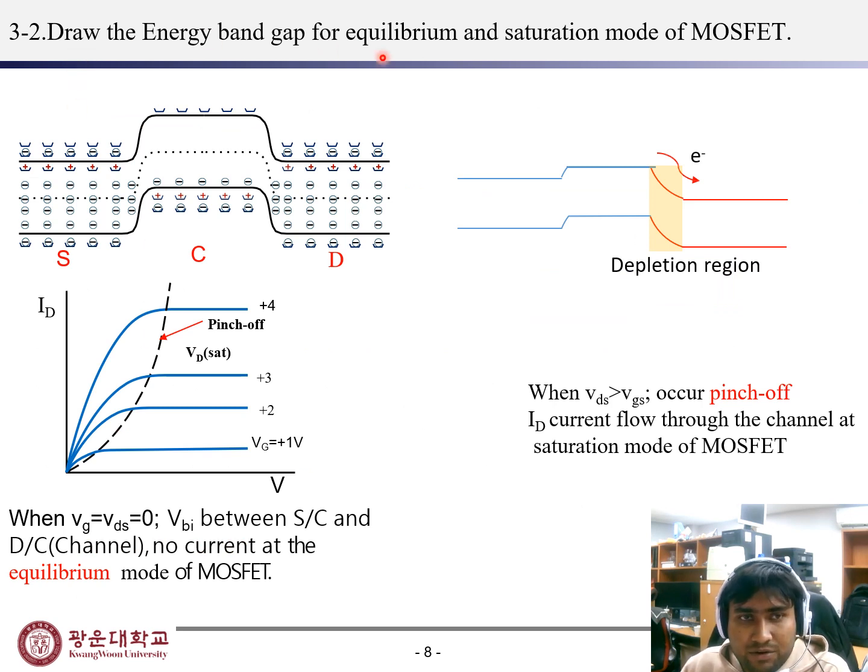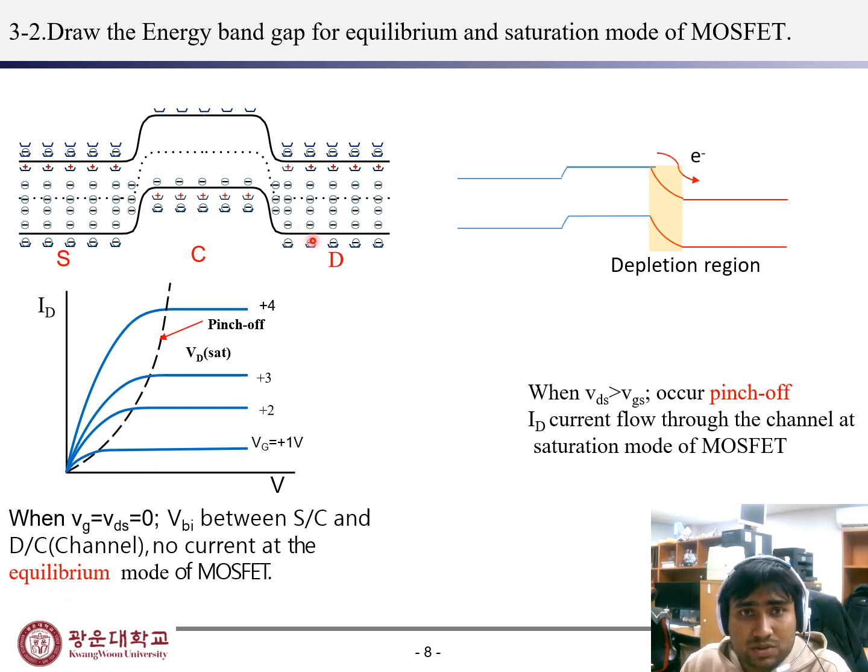Draw the energy band graph for equilibrium and saturation mode of MOSFET. In equilibrium mode, this region is the source region, this is the channel, and this is the drain. When VGS and VDS are 0, there is a VBI, a built-in voltage in silicon between the source and channel, and there is no current flow in equilibrium mode of MOSFET.